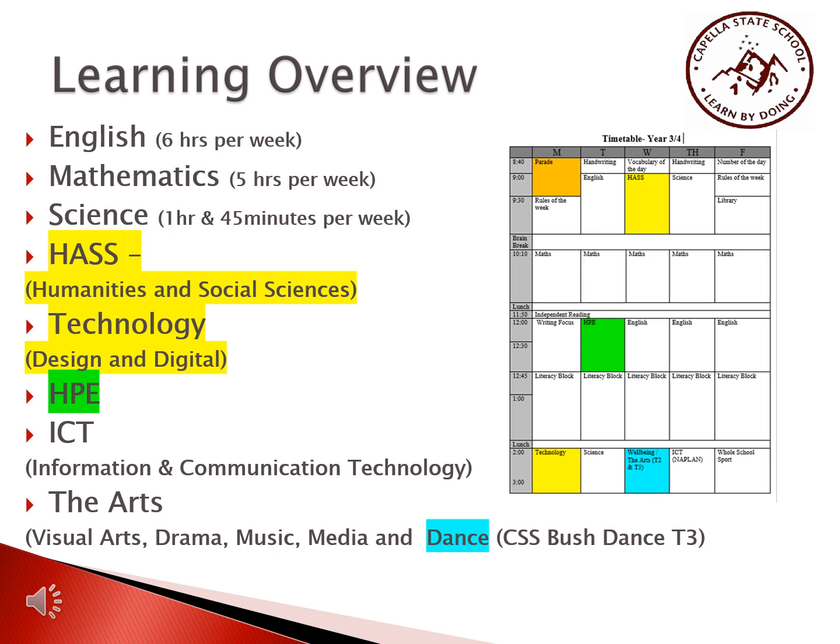Learning overview. Here is our class timetable. It was emailed out at the start of the school year. It consists of the recommended time allocations for each learning area for Year 3-4. Hence English, 6 hours, Mathematics, 5 hours per week, Science, 1 hour and 45 minutes per week.